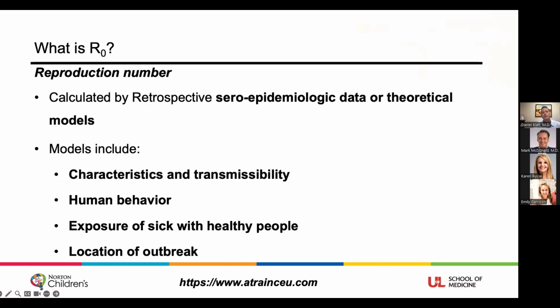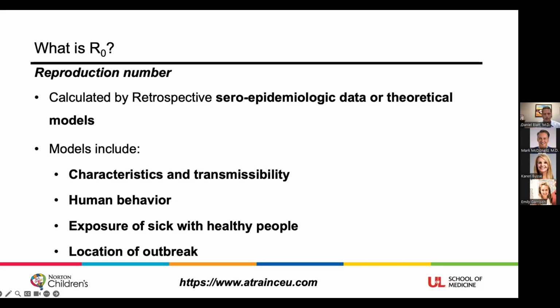It's also the biology of the pathogen, which plays a large role. So how do we determine what that is? There's something called R naught. R naught, which you may have heard of during COVID, is the reproduction number of a disease. It uses serologic and epidemiologic data as well as theoretical models. And these models look at transmissibility of disease.